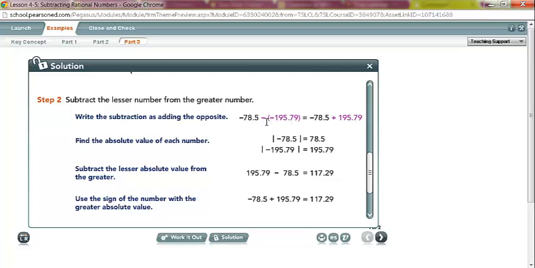So what we're doing is minus a negative, so we're going to rewrite that as a positive. And as we do this, we see we have one negative value and one positive value. So which sign am I going to keep? Well, I don't know yet. So I need to take the absolute value, and whichever one is larger is the sign we keep. Since the absolute value of negative 195.79 is greater than the absolute value of negative 78.5, we're going to keep the positive sign. So now I have 195.79 minus 78.5, and I'm going to get a positive 117.29. Now I can rewrite it just like this down here, and I'm still going to get the exact same answer.